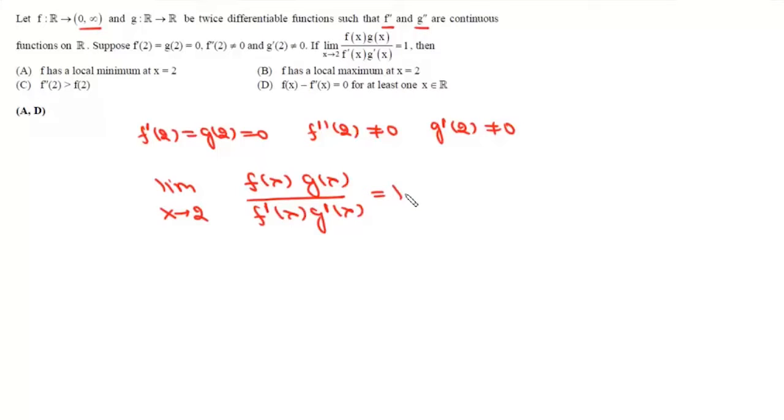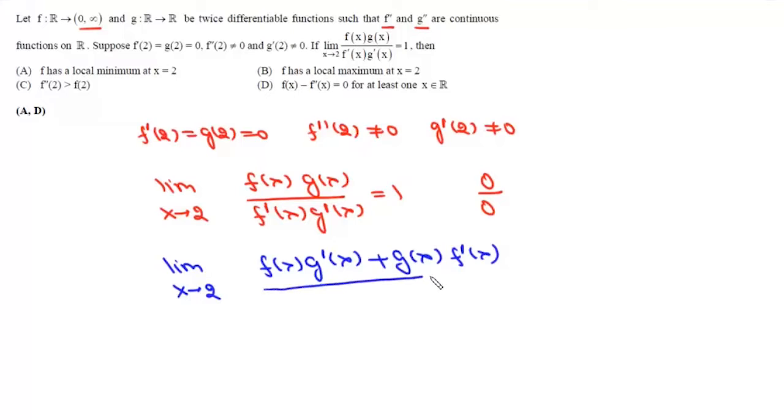Now first we'll check this form. It is f(2) times g(2), and g(2) is 0 and f'(2) is 0, so it is a 0/0 form, and when it is a 0/0 form we'll use L'Hopital's rule. So we'll write the limit as x tends to 2 of f(x) g'(x) plus g(x) f'(x) upon f'(x) g''(x) plus g'(x) f''(x), and it is equal to 1.